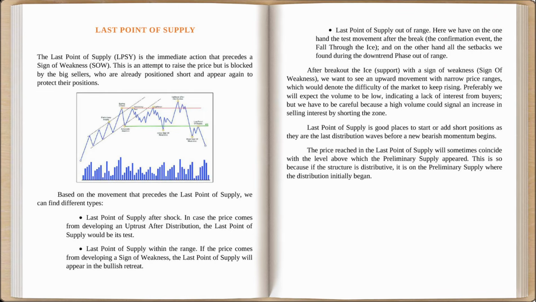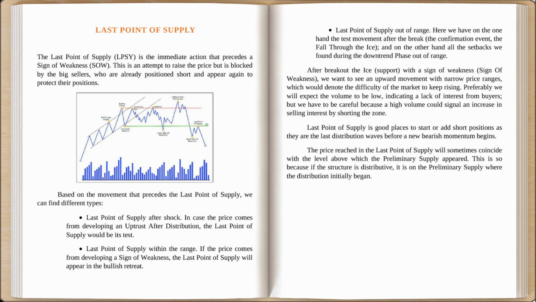Last point of supply. The last point of supply, LPSY, is the immediate action that precedes a sign of weakness, SOW. This is an attempt to raise the price but is blocked by the big sellers, who are already positioned short and appear again to protect their positions.